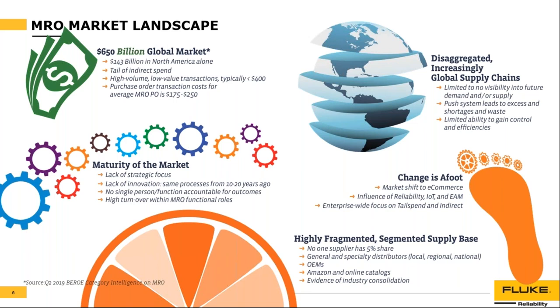More influence from reliability programs, machine learning technologies, the Internet of Things, all of these up and coming technologies are putting a stress on the MRO supply chain. And they're starting to get the focus that it deserves. Enterprise asset management systems are up and coming, and people are starting to realize some of the gaps in the MRO supply chain because of that. And folks are moving towards more of an enterprise-wide focus versus focusing on MRO.